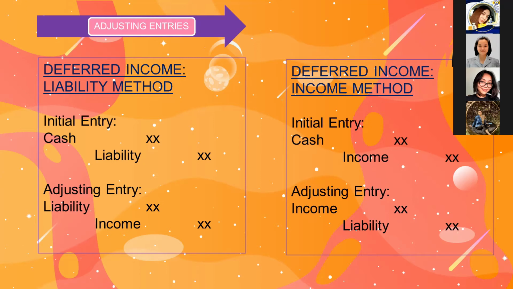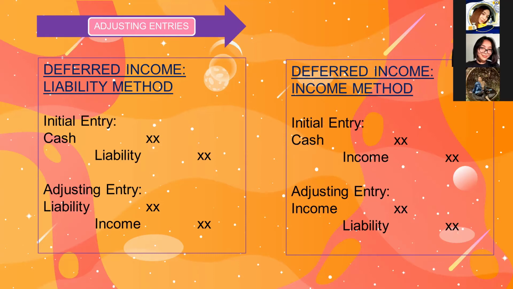Now, if it's an income method, imagine, no? If it's an income method, the whole amount is already posted as income. Again, we don't want the revenue to be overstated, and that's the reason why nagkakaroon tayo ng adjusting entry. So to put some of that income back to the liability account, in so doing, ma-adjust natin yung income balance at year end, no? So that's deferred income under the income method.